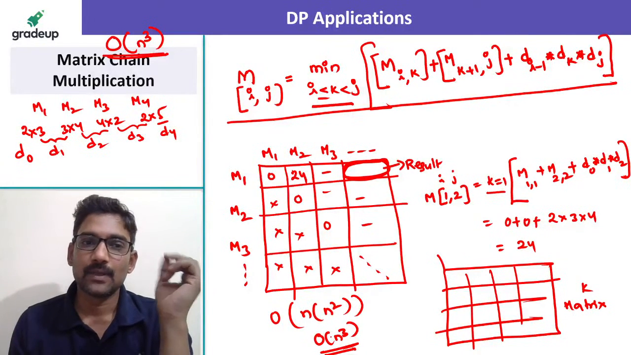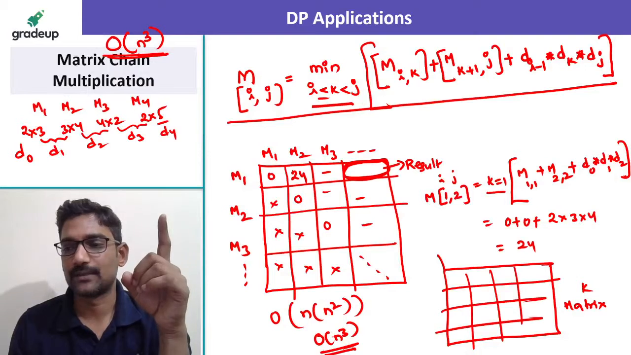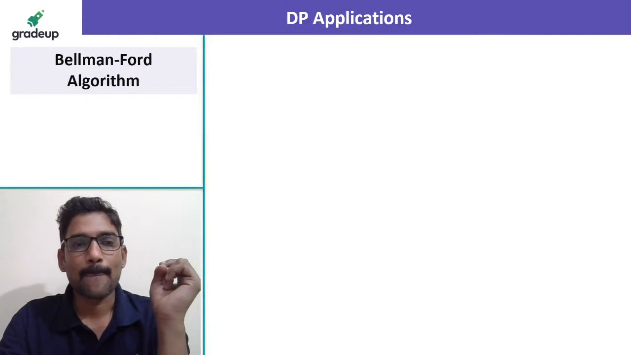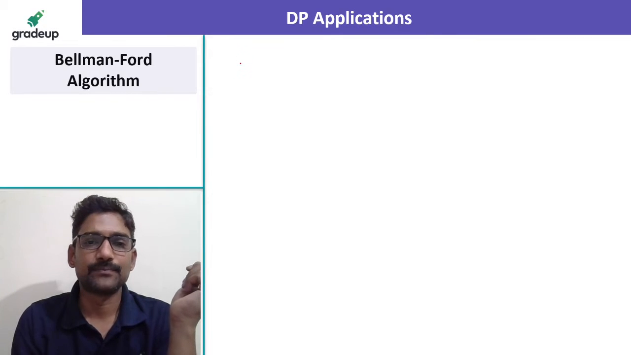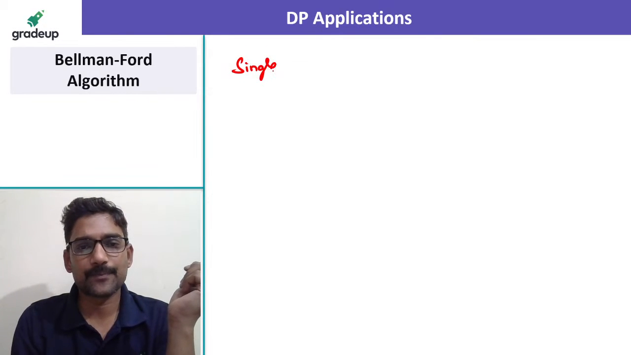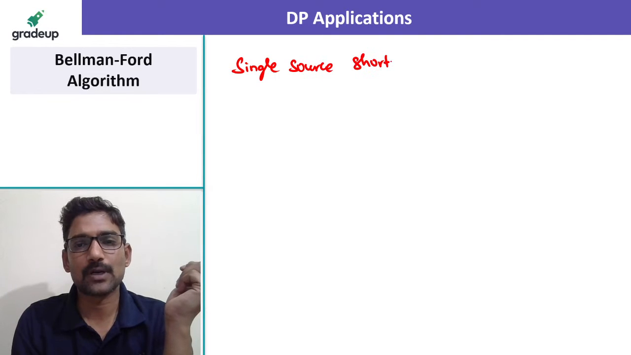Okay. So remember the time complexity. Don't forget. And the next application we have is the Bellman-Ford algorithm. This algorithm is for finding single source shortest path.